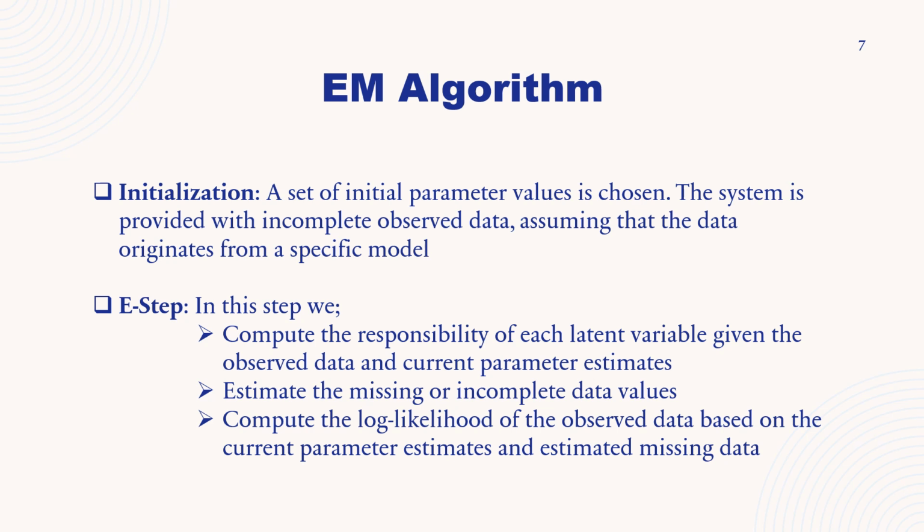After we are done with initialization, we move to the E step, the expectation step. In this step, the responsibility of each latent variable is computed given the observed data and the current parameter estimates. Then missing or incomplete data values are estimated, and the log likelihood of the observed data is computed based on the current parameter estimates and estimated missing data.